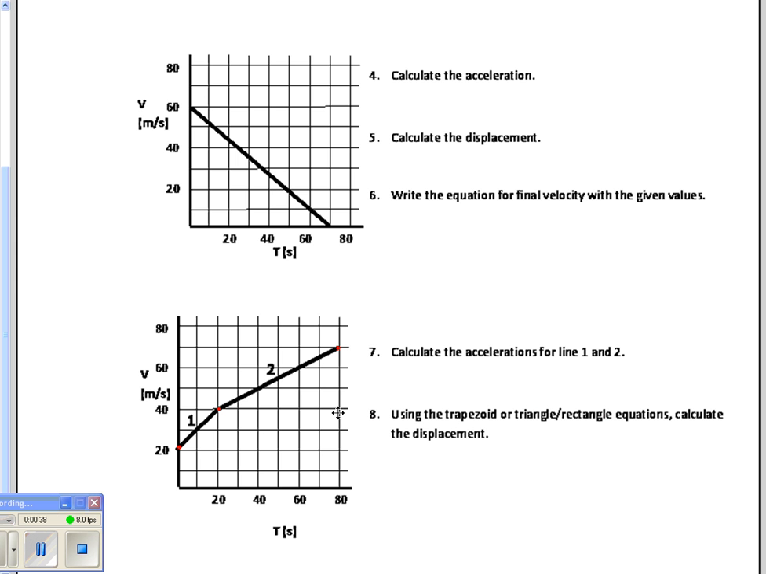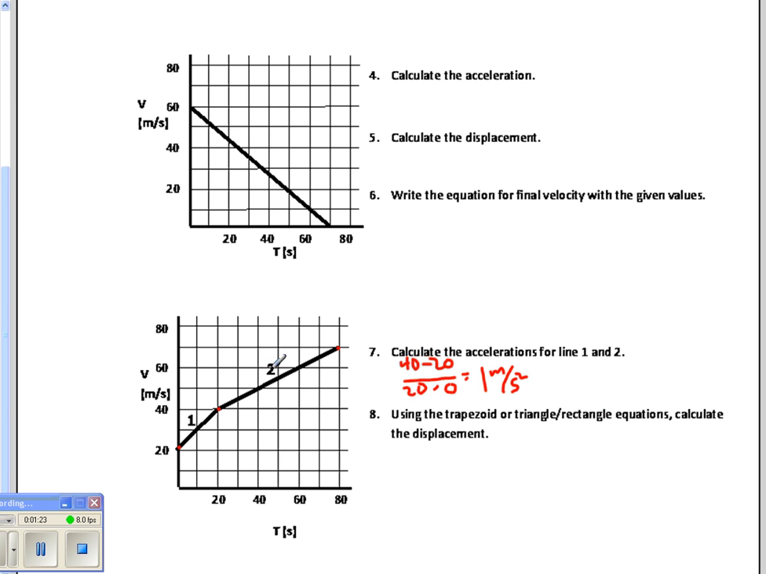Okay, so down here again, we're looking for accelerations. I'm asking for accelerations. What I'm really doing is asking you to figure out the slope. Our first line to get this acceleration is, as always, rise over run. My rise goes from 20 to 40, so on top, my rise is 40 minus 20. My run goes from 0 to 20, so my run would be 20 minus 0. Plug that in, and you have that your slope, which is also your acceleration, is 1 meter per second squared.